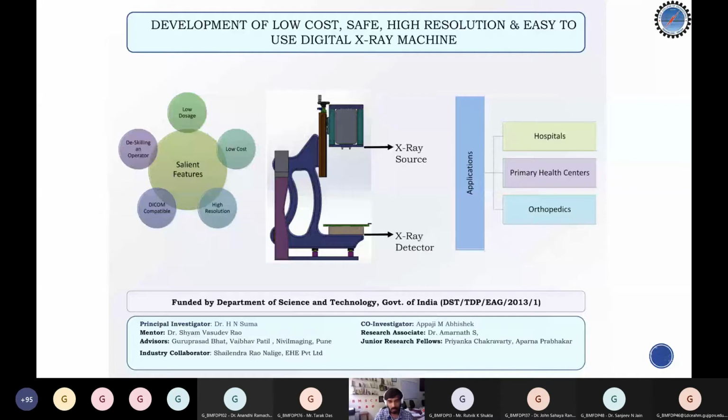This is not only common in a city like Bangalore, but many other metropolitan cities also have this kind of problem. So to tackle that, we thought, can we come up with a portable or easy to use X-ray machine? We came up with a machine, which was again funded by DST, the Department of Science and Technology.